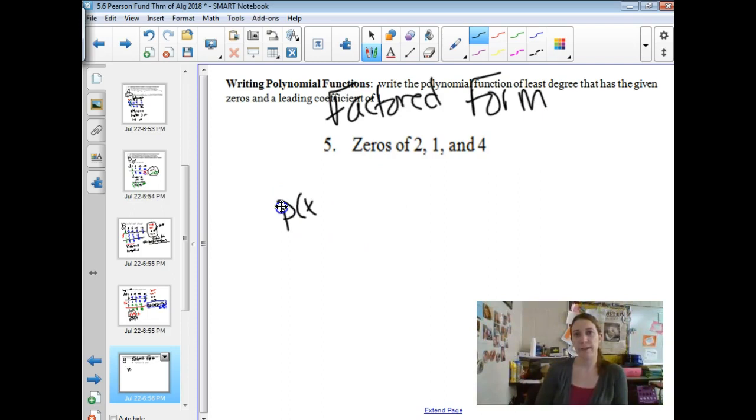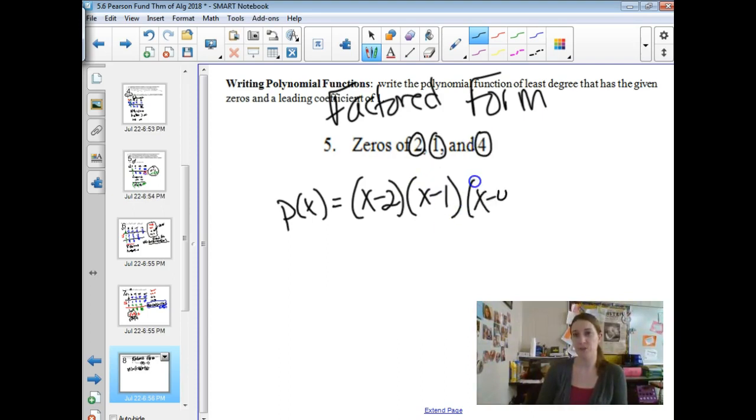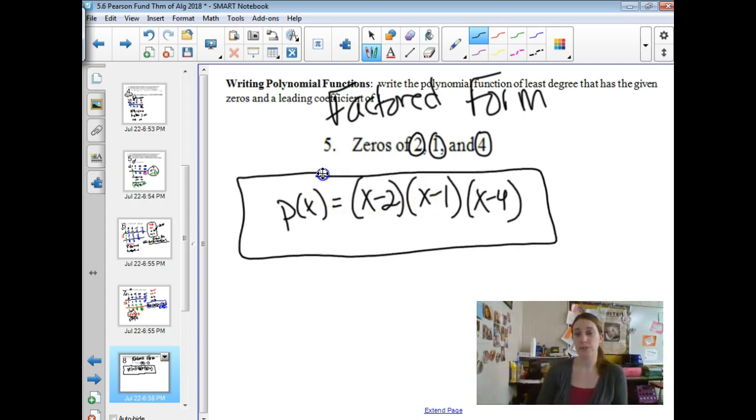So let's name it p of x, because I feel like it. And if you have a 0 at 2, that means your factor is x minus 2. And then here you have a 0 at 1, so your factor is x minus 1. And then a 0 at 4, so your factor is x minus 4. And it didn't say anything about what we call multiplicity, or we'll talk in a minute what that means, and also about i, so that is our answer.